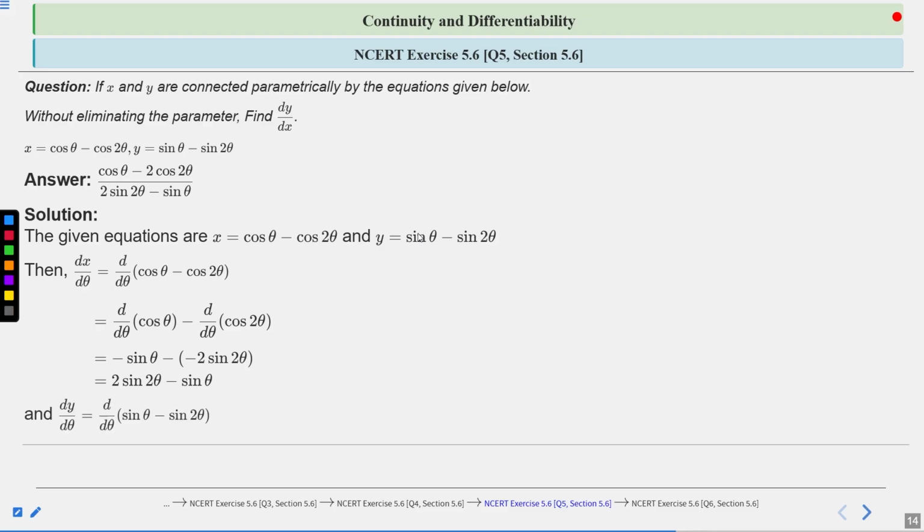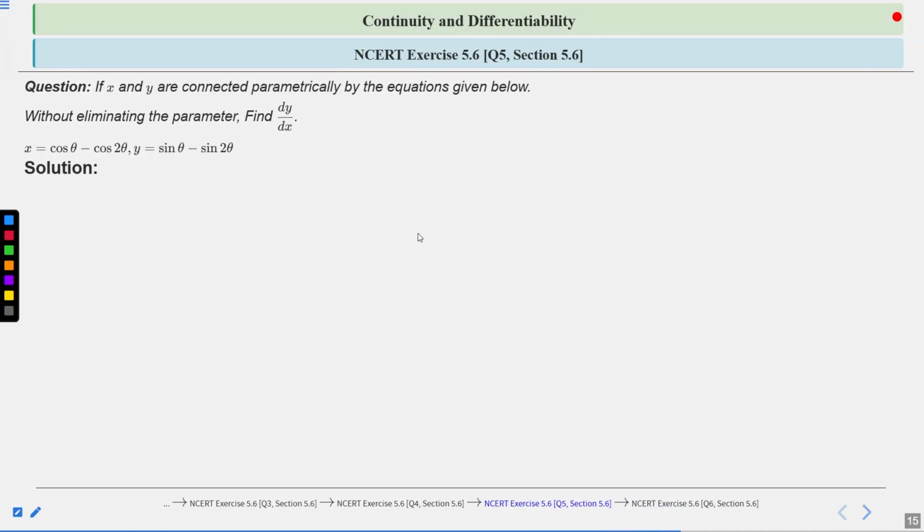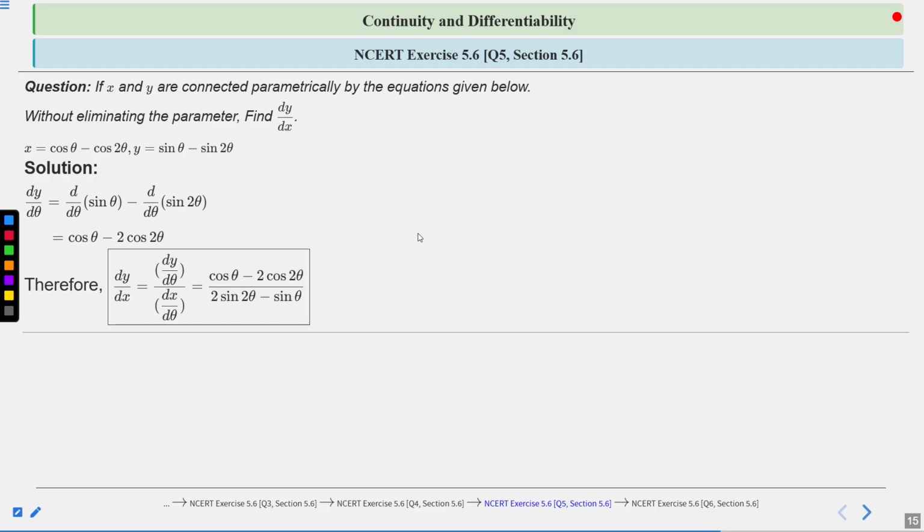Now we can find dy by d theta. So it will be equal to d upon d theta of sin theta minus sin 2 theta. So how can we find now? dy by d theta will be equal to d upon d theta of sin theta minus d upon d theta of sin 2 theta, right? Which is equal to cos theta minus 2 cos 2 theta. Therefore, we can say that dy by dx is equal to dy by d theta upon dx by d theta, which is equal to cos theta minus 2 cos 2 theta upon 2 sin 2 theta minus sin theta, right?